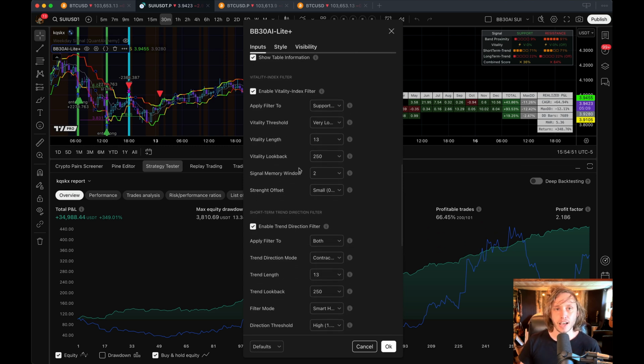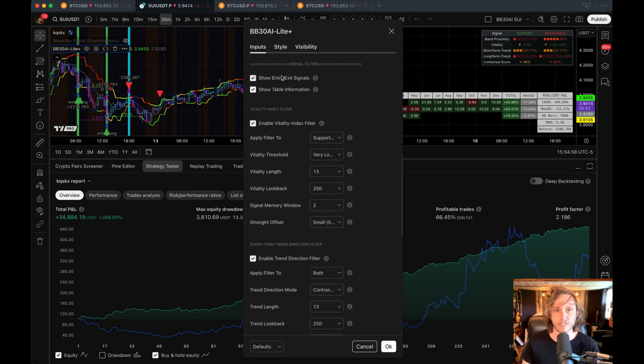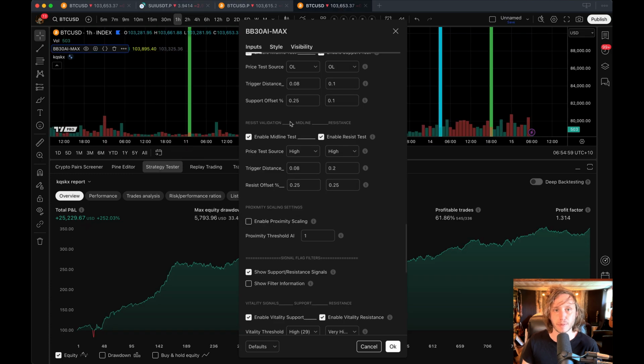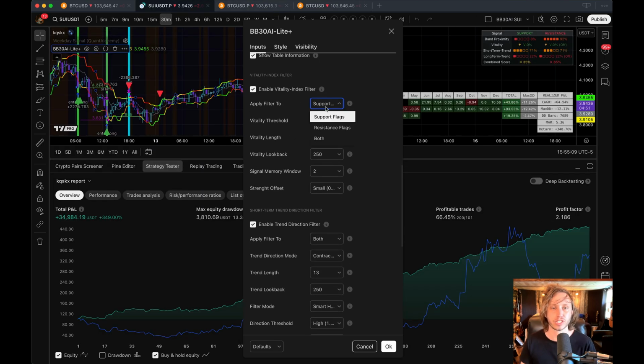But the last thing to look at here before I go back to the max version is the vitality and trend direction section, the flag section. So instead of having two separate sides for support and resistance, it has one that you can choose to apply to support, resistance, or both. This is because I found if I'm generally doing a flyover, wanting to build a strategy really fast, I'm going to only use the filters for the side of the strategy that I'm building.